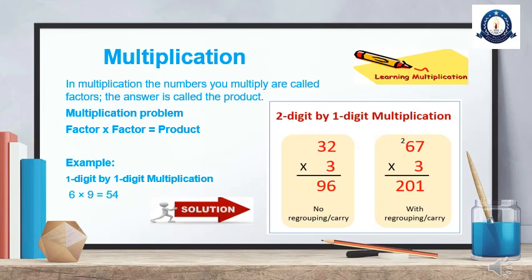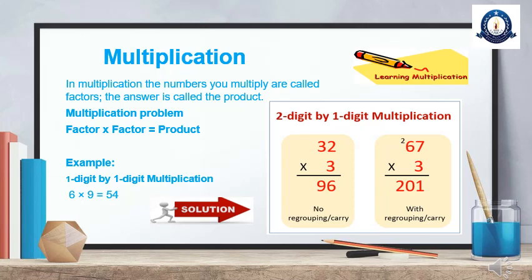Now let's see other example how to do. Question is 67 into 3. Again, what we will do, we will start multiplying the ones by 3. 3 sevens are 21. We will not write 21 down. What we will do, under ones place, we will write ones. In 21, 1 is coming in ones place, so we will just write 1.